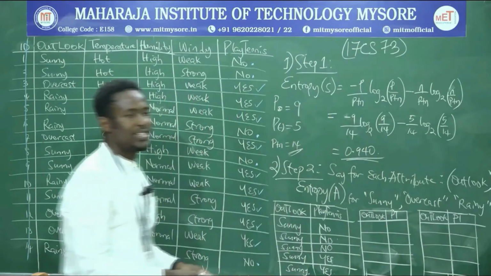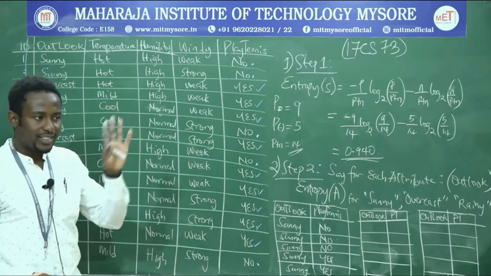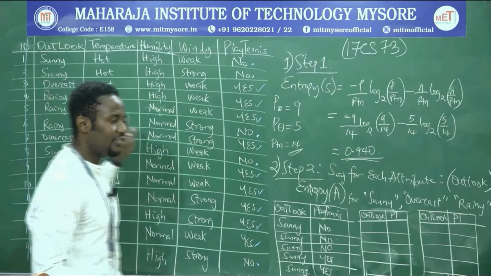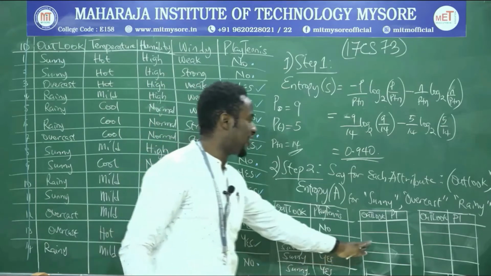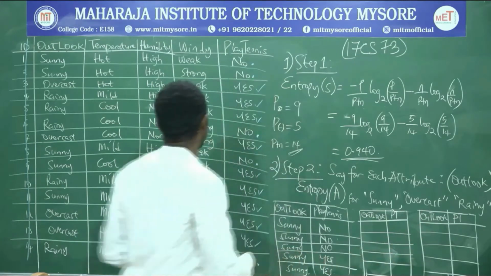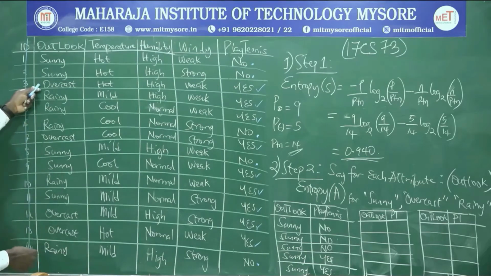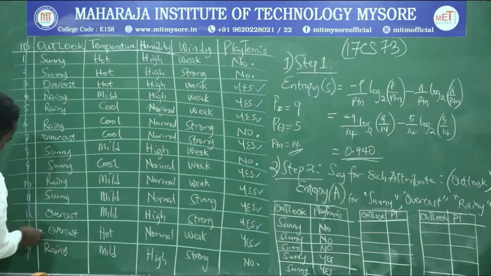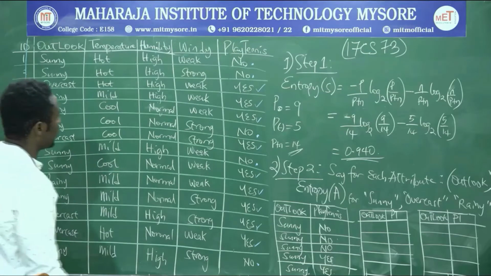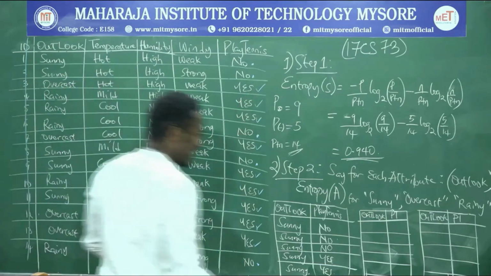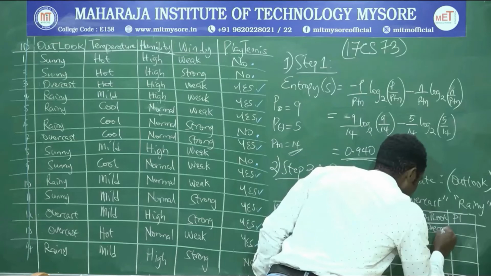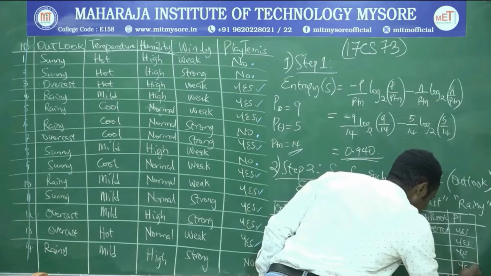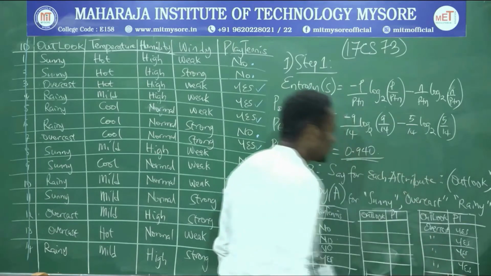I'll tell you why. I know that the total number of records, or rows, or samples here, is 14. I've taken 5, right? One will be 5, another one will be 4. Fine. Now the next one is what? Overcast. Overcast, let's see. 1, 2, 3, and 4. And I know that all the overcasts are yes. So I go here, overcast: yes, yes, yes, and yes. So this is overcast.